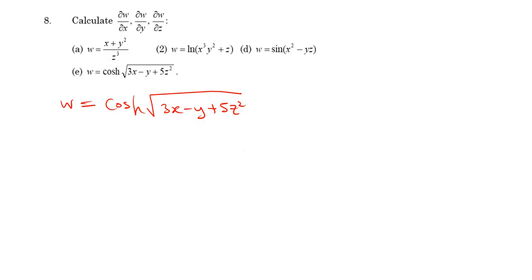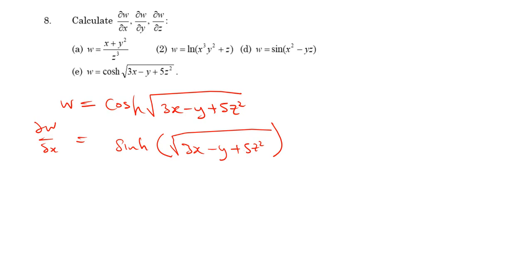To do this one, I say partial of w with respect to x. I differentiate the whole thing. When I differentiate cosh, I just get sinh. Then of course, I've just differentiated the outer function, so I put back the inside here. Next I have to differentiate the inward function, which is this root. You can write this as (3x minus y plus 5z squared) to the power half.